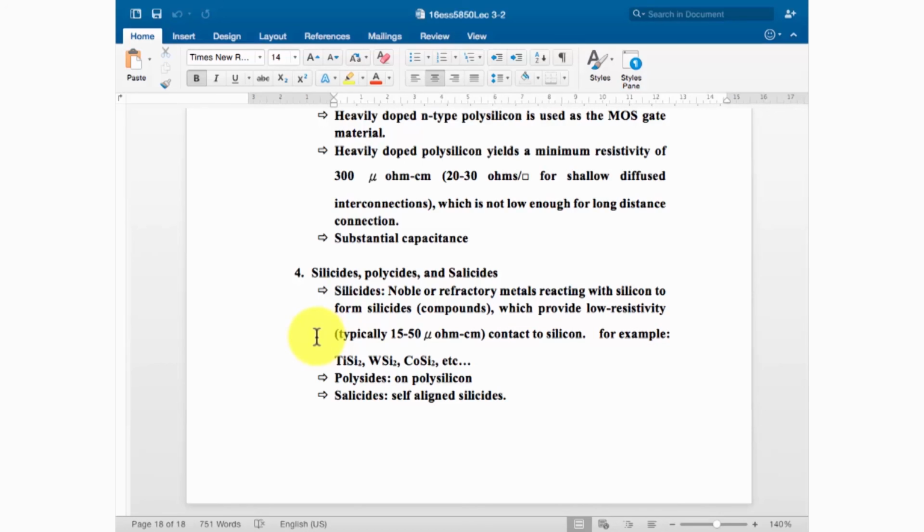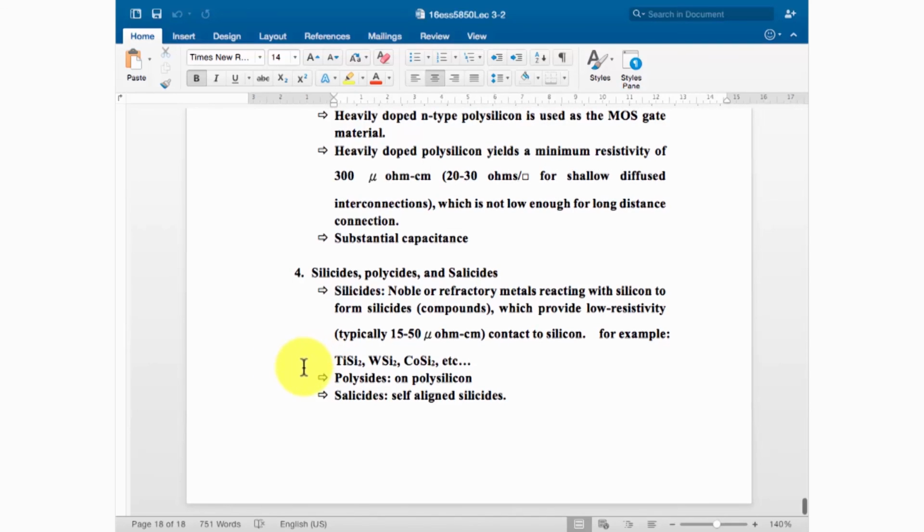So when we make contact from metal to silicon, sometimes we modify the silicon substrate with some kind of silicide in order to have better contact. It's a different technique. For example, titanium silicide, tungsten and cobalt silicides, those kinds of materials.